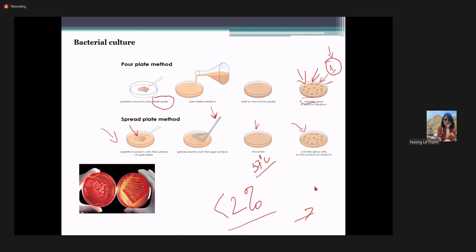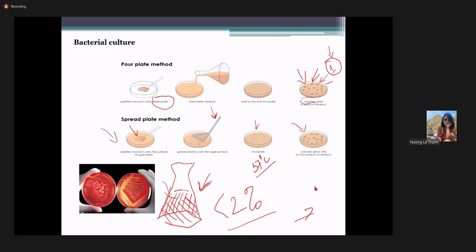Another type of cell culture is suspension culture. Here in suspension culture, we put the materials inside the medium, but in a liquid medium, and then we can provide them nutrition and incubate them at the appropriate temperature, for just one day, and then we can collect numbers of the materials inside this flask like this.